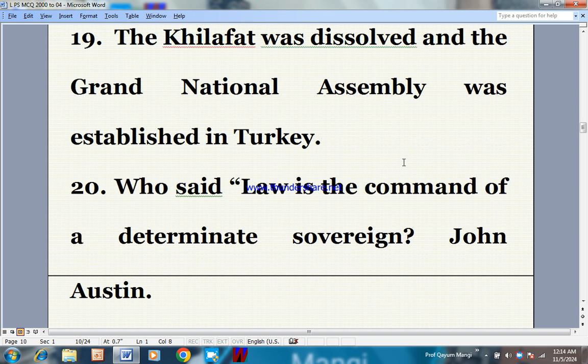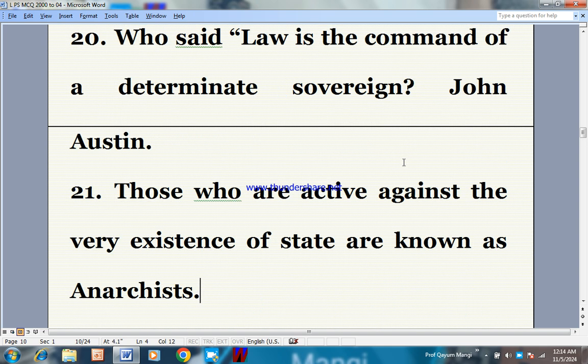The Khilafat was dissolved and the Grand National Assembly was established in Turkey. The Grand National Assembly was the parliament of Turkey. Who said law is the command of a determinate sovereign? John Austin.